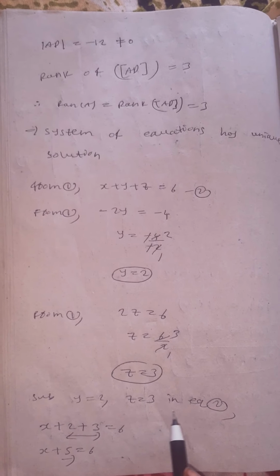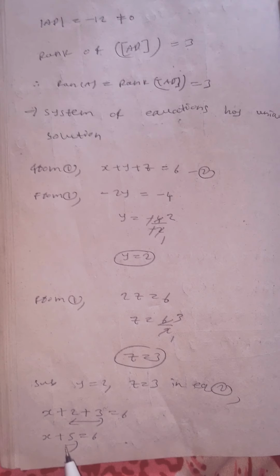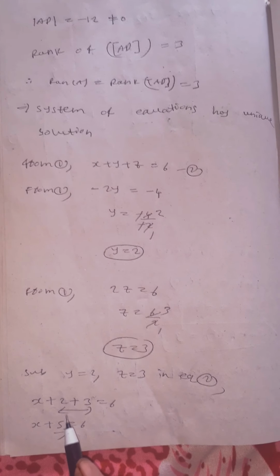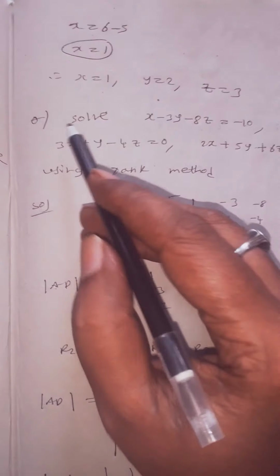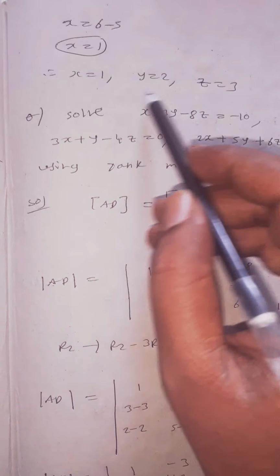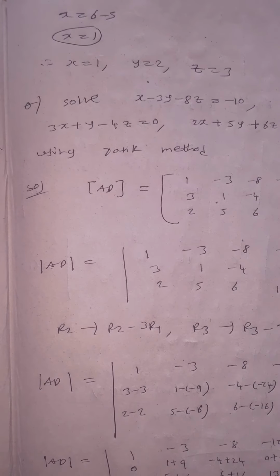Substitute y equal to 2, z equal to 3 in equation 2: x plus 2 plus 3. So 2 plus 3 is 5, send 5 to the other side, 6 minus 5 is 1. So we got the unique solution: x equal to 1, y equal to 2, z equal to 3.